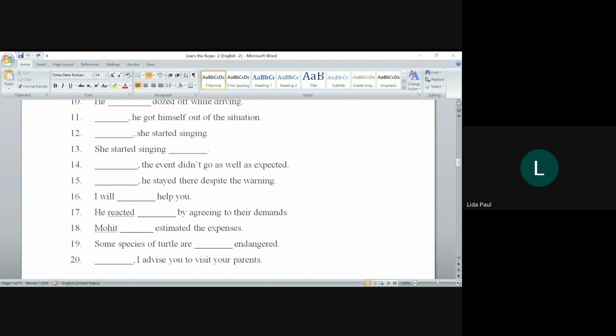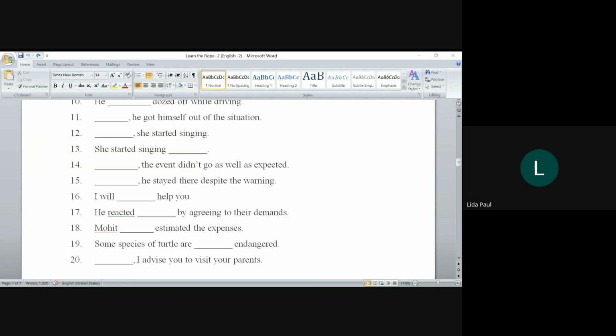19th one. Some species of turtle are dash endangered. Unfortunately. Yeah, unfortunately. What is the other one? Naturally, maybe. Naturally endangered. No, not so much. Unbelievably. Unbelievably is also fine. Okay, you can use unfortunately, you can also use unbelievably.